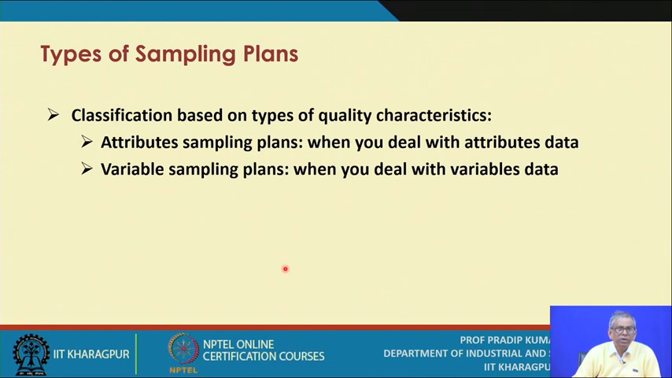So, the types of sampling plans. As I have told you, there are many types of sampling plans you may have to use, and over the years the researchers and practitioners have developed many of them. These types of sampling plans can be classified based on several criteria. The first one is the classification based on types of quality characteristics. Attribute sampling plans, that is one type, when you deal with attributes data. We have already mentioned this when dealing with control charting in statistical process control. Similarly, when you deal with variables data, you have variable sampling plans.